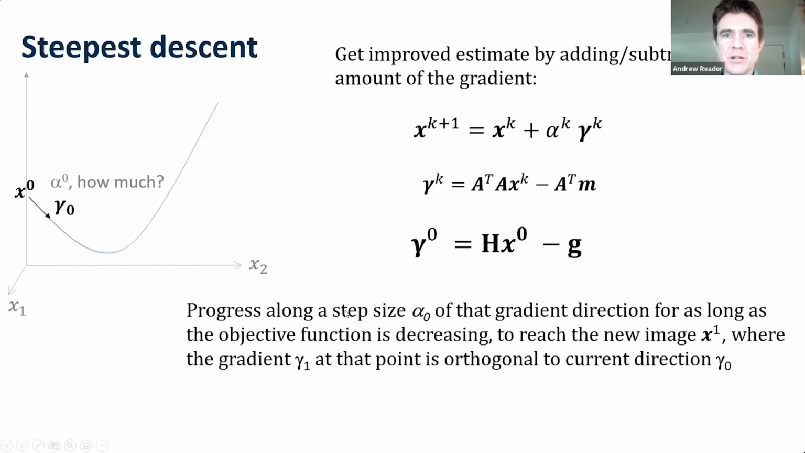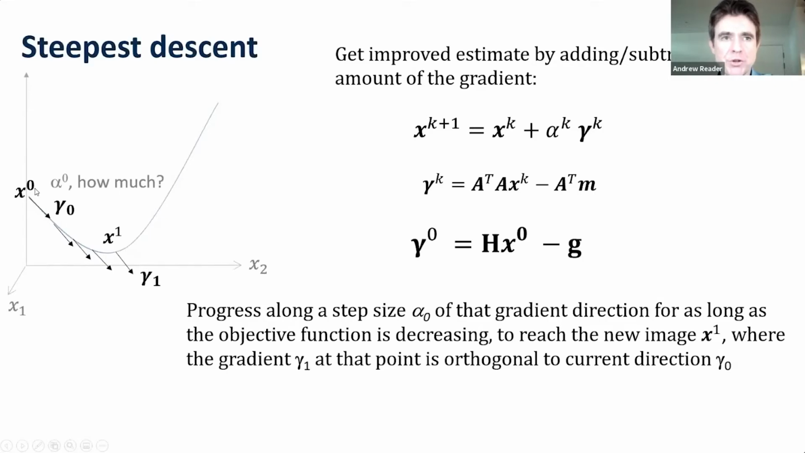So I've got a bit too much text there. I'm just spelling it out, saying we need to progress along a step size alpha of that gradient direction for as long as that least squares objective function is decreasing to reach a new image x1. So here I'm just showing now, as we progress along there, the different gradients as we go down here to hit some minimum in that search direction.